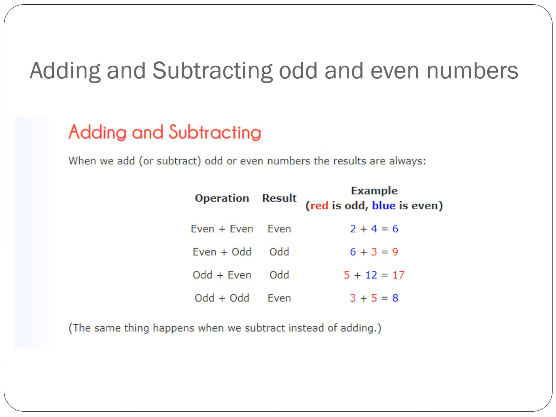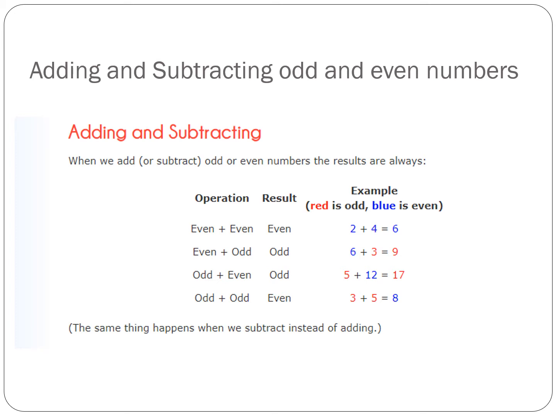Let's look at adding and subtracting odd and even numbers. When we add or subtract odd or even numbers, the results are always the following. On the left, you will see the operation, in the middle, the result, and then at the right side, we will look at an example. If the number is red, it is an odd number. If the number is blue, it is an even number.